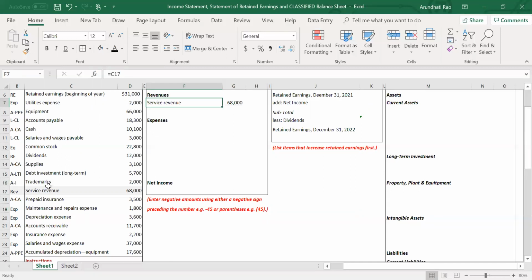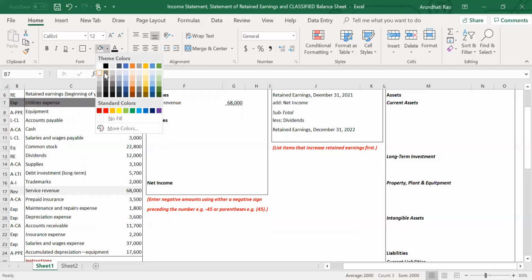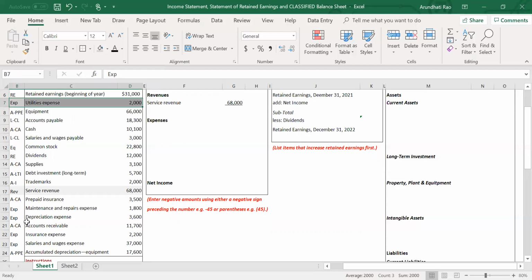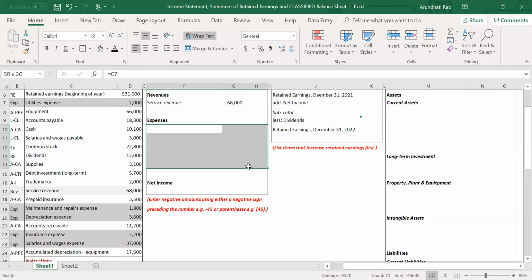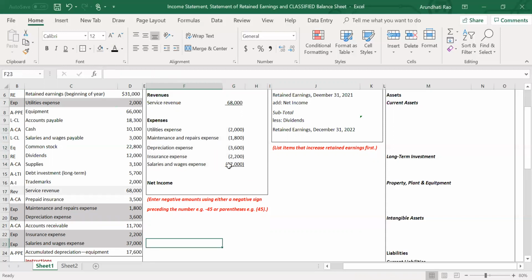My expenses, I have a whole bunch of expenses. I have my utility expense. I'm going to try and put this in a different color so that we can actually see. Utility expense. We have depreciation expense. We have maintenance expense. What are my other expenses? Let me look at insurance, salaries and wages. So going down the list, I have 1, 2, 3, 4, 5 expenses. I'll list all these expenses over here. So I've listed all my expenses and I'm putting these numbers in parentheses over here.